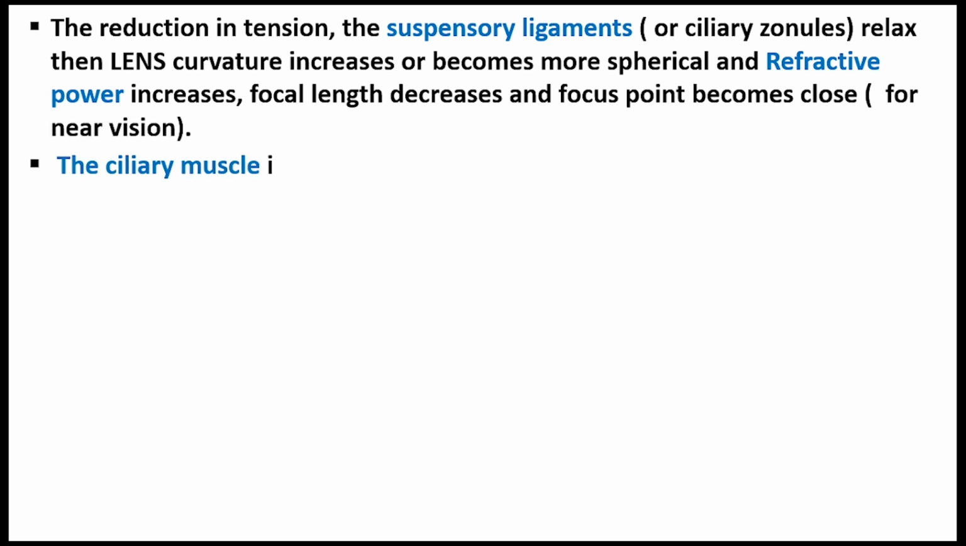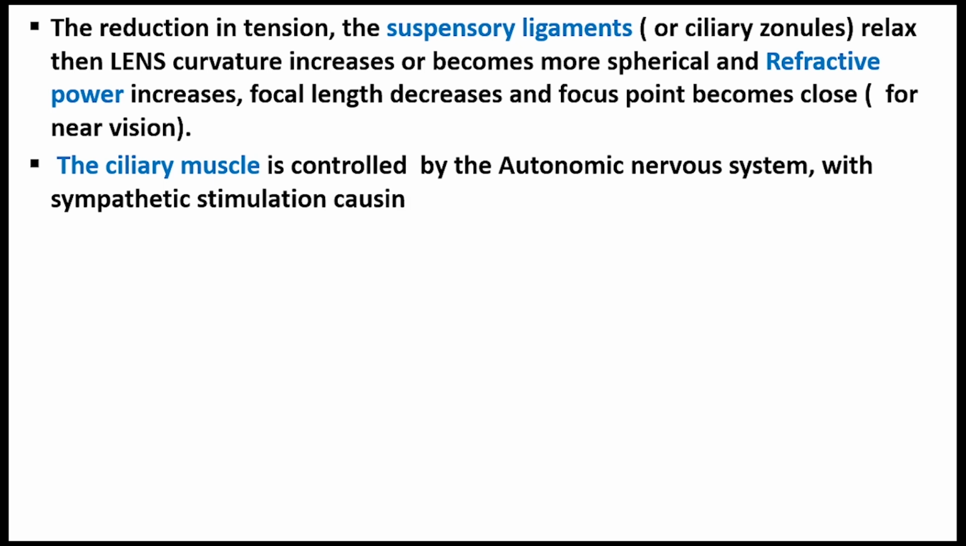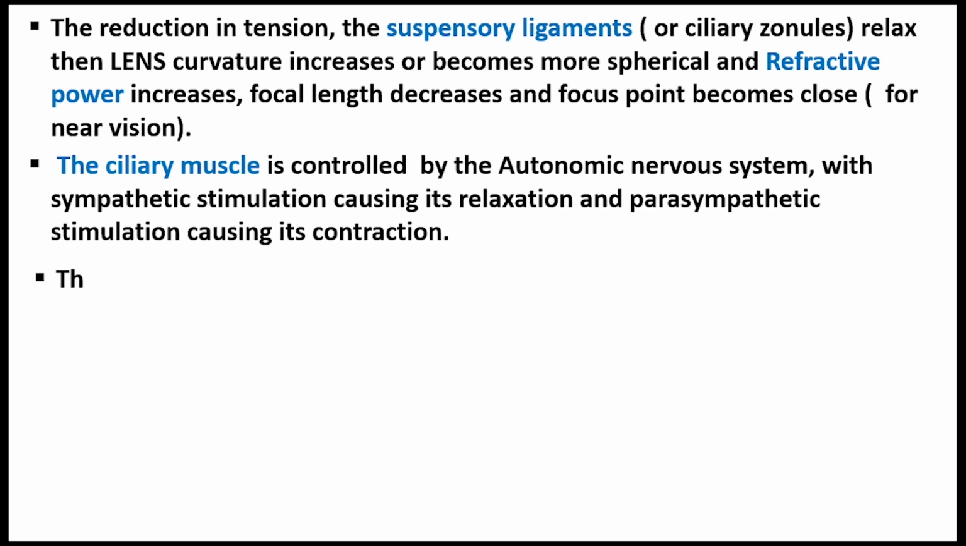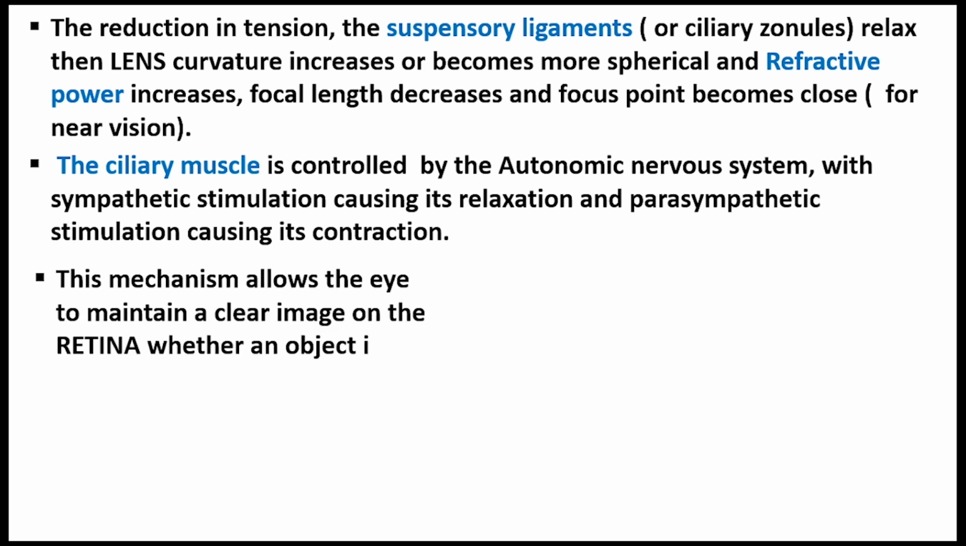The ciliary muscle is controlled by the autonomic nervous system, with sympathetic stimulation causing its relaxation and parasympathetic stimulation causing its contraction. This mechanism allows the eye to maintain a clear image on the retina whether an object is near or far.